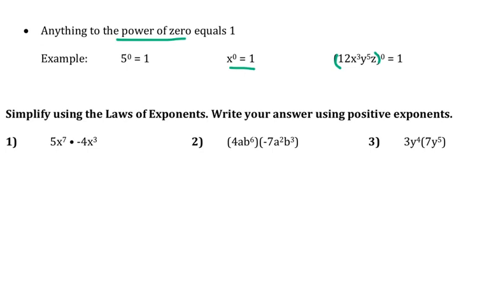Now if the parentheses weren't there, then that would be different. If I had 12x to the 3rd, y to the 5th, z to the 0, then the only part of that that's 1 is this part. So I'd have 12x to the 3rd, y to the 5th times 1, which would be that. So if the parentheses weren't there, that's how it would be.